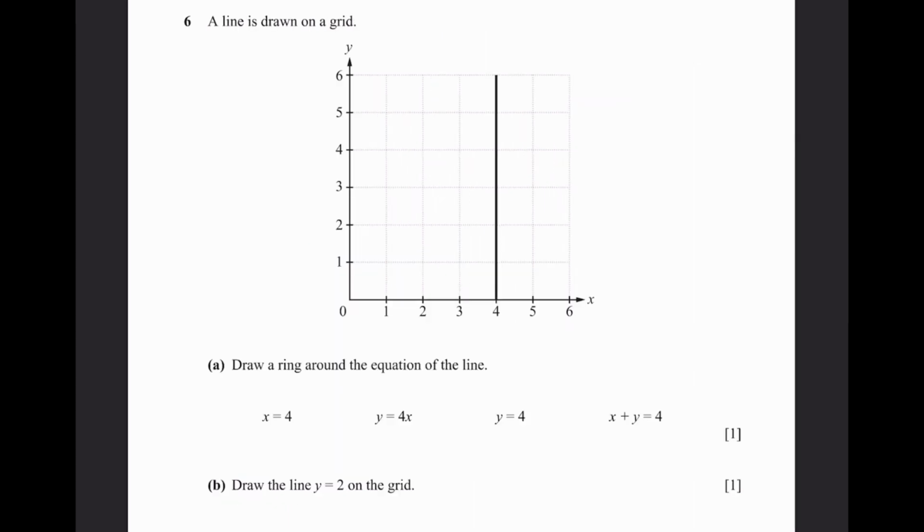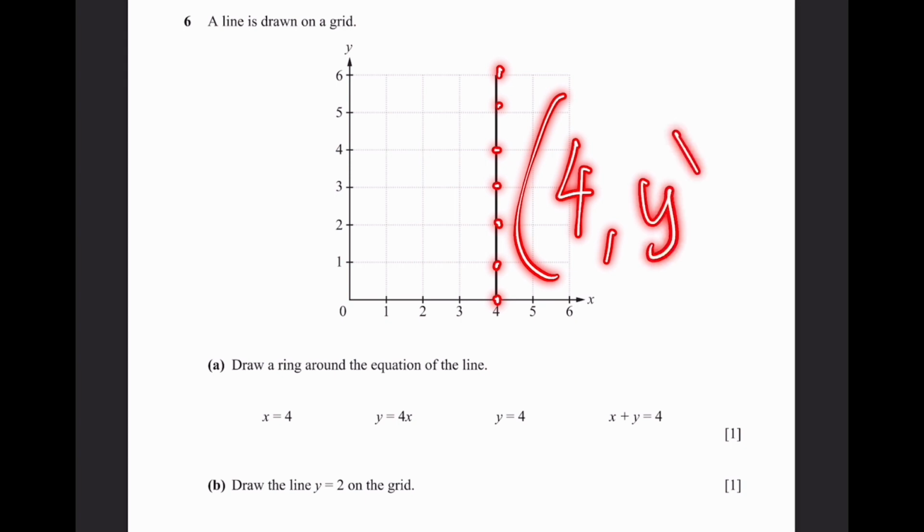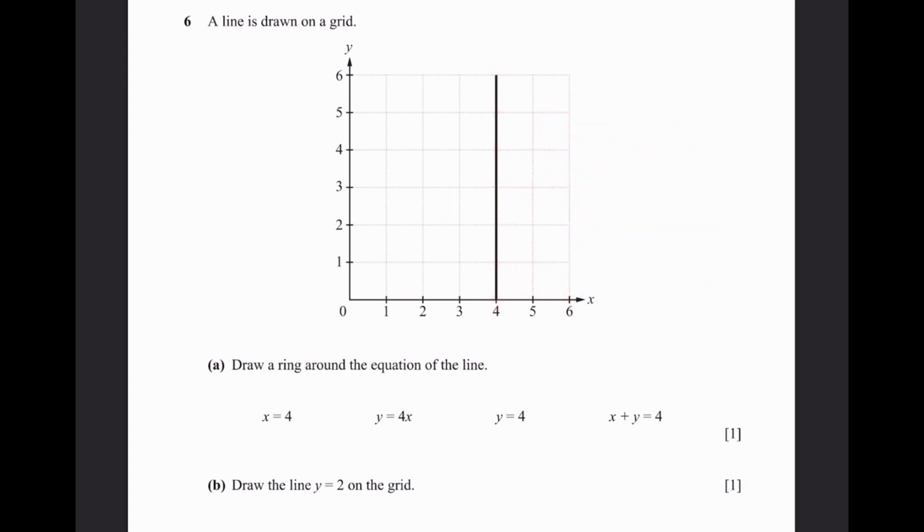Question 6. A line is drawn on a grid. A. Draw a ring around the equation of this line. So we can see the line over here where the points 4, 0, 4, 1, 4, 2, 4, 3, 4, 5, 6. All of these are in the form 4, y. So this y value is something which changes, but x is always the same. That means x is equal to 4, and that's all the answer is.